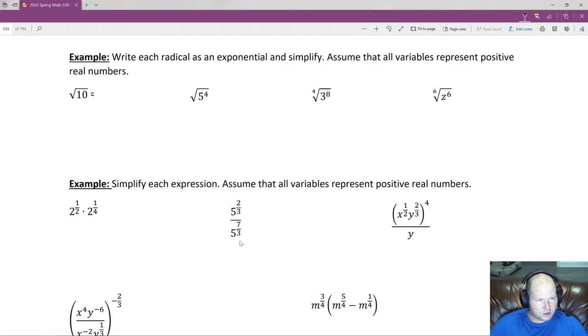So here we say the square root of 10. Write each radical as an exponential and simplify. Assume that all variables represent positive real numbers. Okay, so now in this case right here, there's really not much you can do, because the square root of 10, it's not a nice rational number.